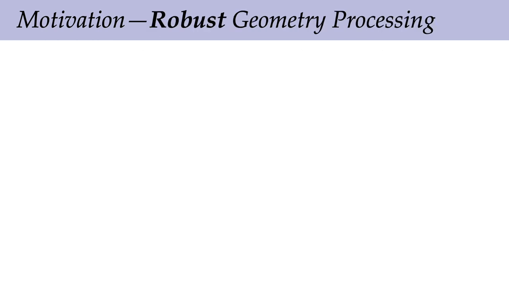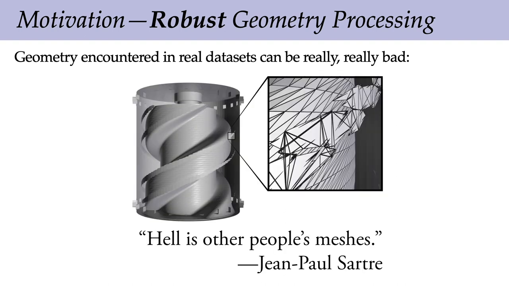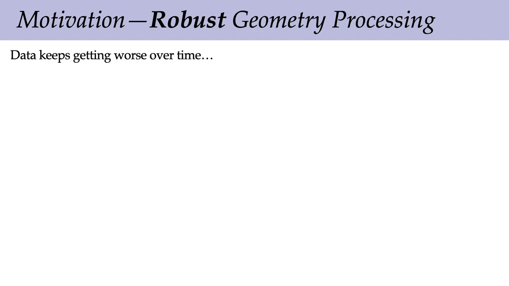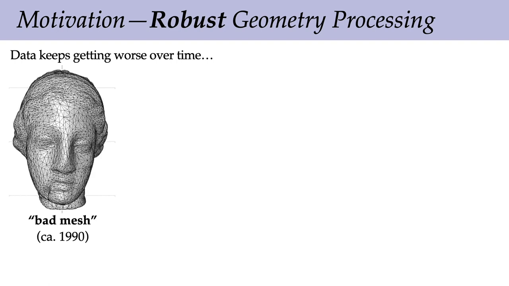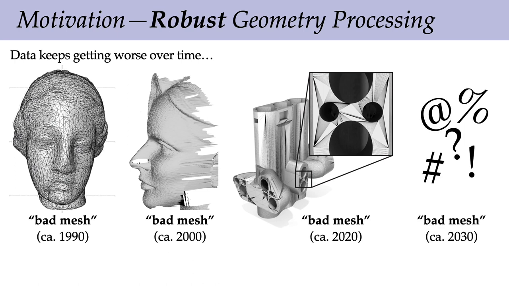Another big challenge is that the geometry encountered in real datasets can be really, really bad. So to quote Jean-Paul Sartre, hell is other people's meshes. And if you've ever worked with real geometric data, you know how true this is. The bad news, I'm sorry to say, is that data just keeps getting worse and worse over time. As we start to see, for instance, more user data from scanning and 3D printing or whatever it is, the data is just getting harder to work with because non-experts are creating it. It's no longer expert engineers and artists. So this is a problem that's not going to get better on its own, right? We really need a way to help users of geometric software abstract away the mesh and just focus on the geometry.